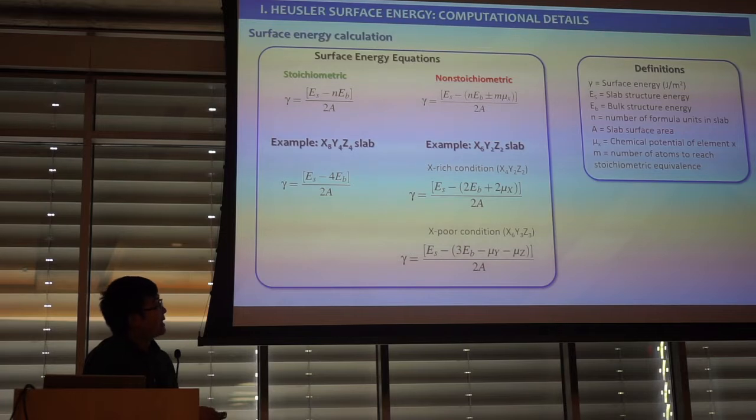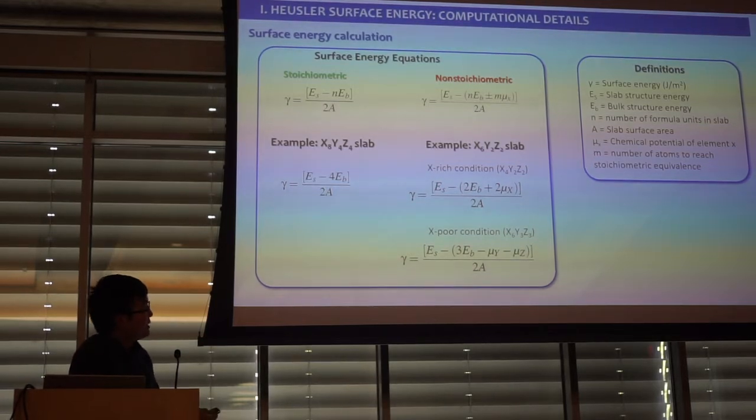There's two different ways we can calculate that surface energy. So one is in the X-rich condition, where we have n equal to 2, and we can also do it in the X-poor condition, where n is equal to 3. So if n is equal to 2, we have a formula of X4, Y2, Z2. And so if you compare that formula to the slab formula, you'll see that there are 2 X atoms that are lacking, and so we have to add 2 times the chemical potential term to compensate for those atoms.